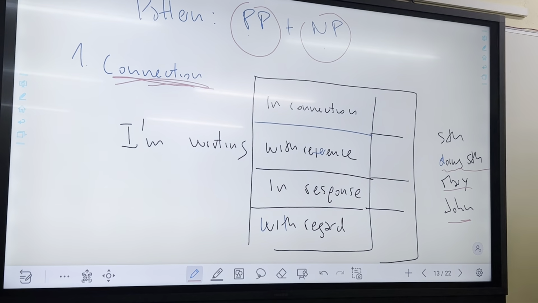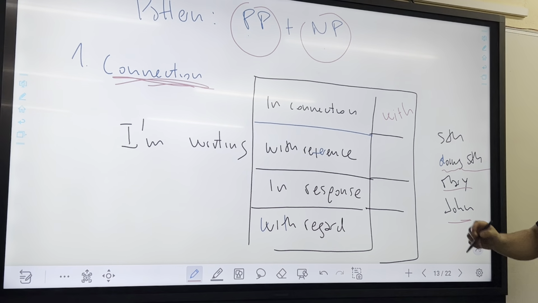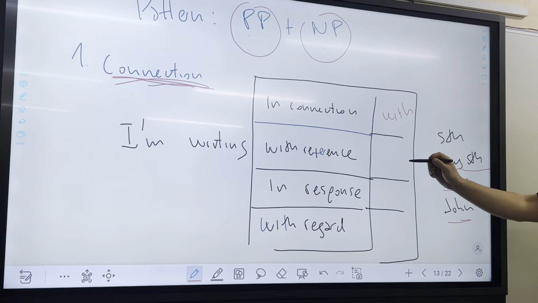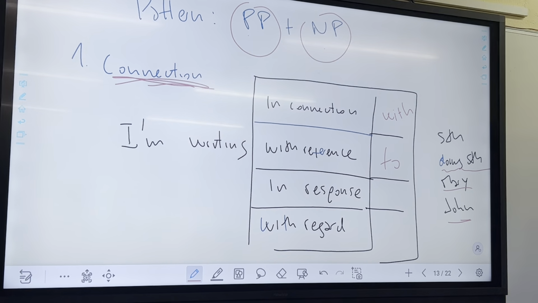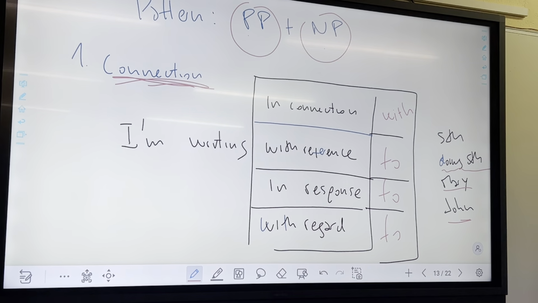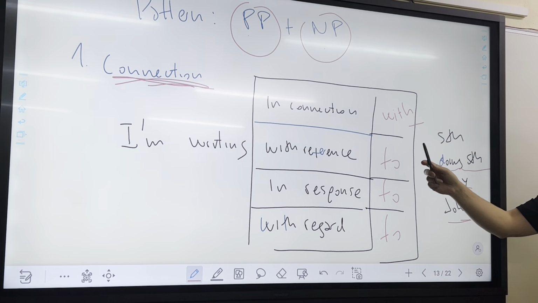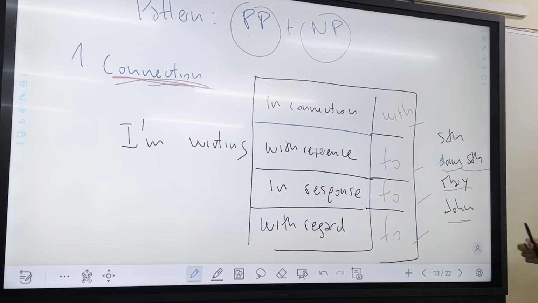Connect, to connect something, something. With. In connection with Mary, in connection with John. I'm writing with reference Mary. I'm writing in response Mary's email. I'm writing with regard John. Good. So remember this. In connection with, with reference to, in response to, with regard to.